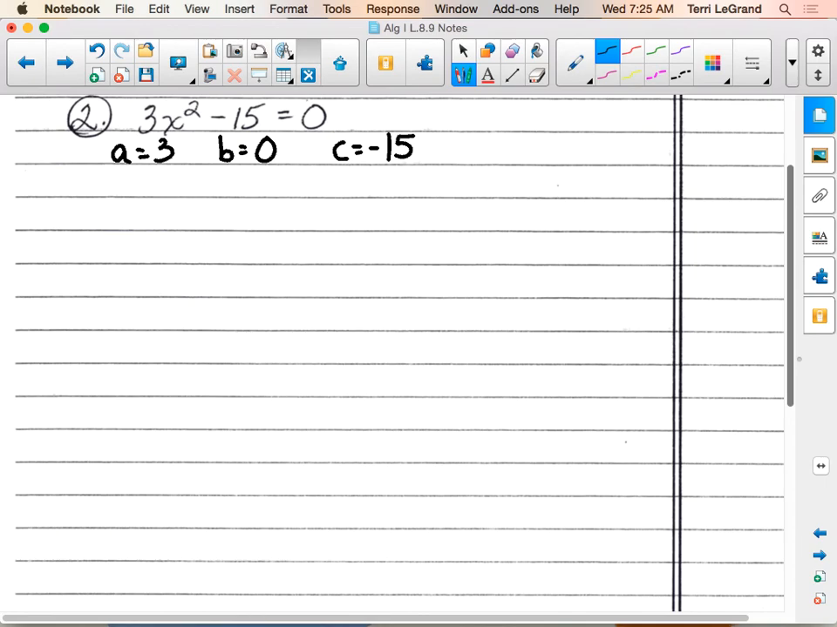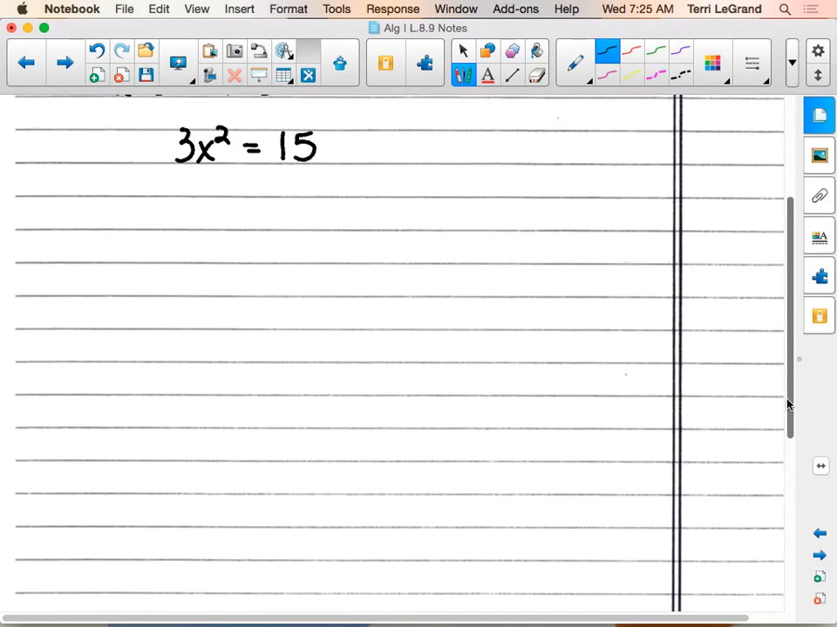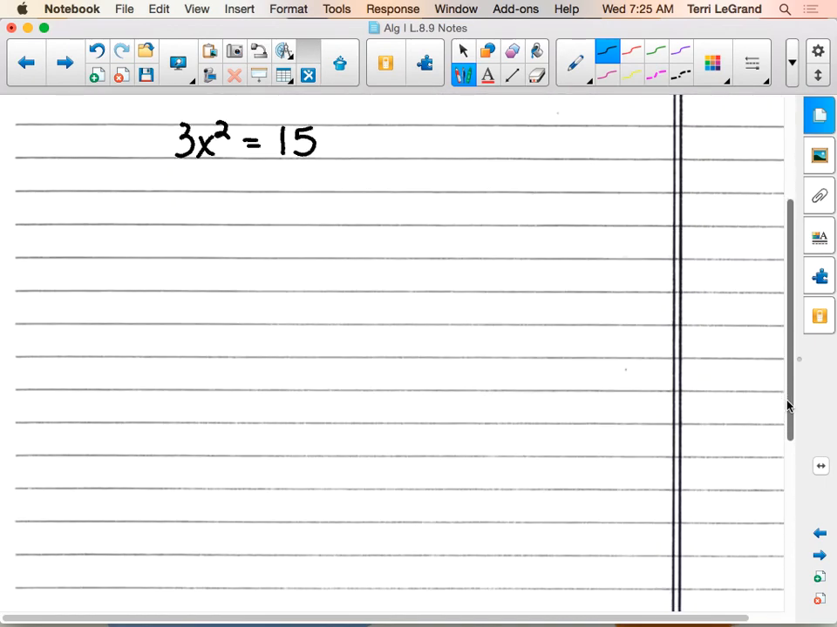Oh, this looks like one of those, you remember, just what we did yesterday. We could add 15 to both sides and we could have our ax squared set equal to our constant, our c term. We could divide both sides by 3 to get our x squared. And now we're going to have x squared equals 5. Take the square root of x squared. Take the square root of 5.